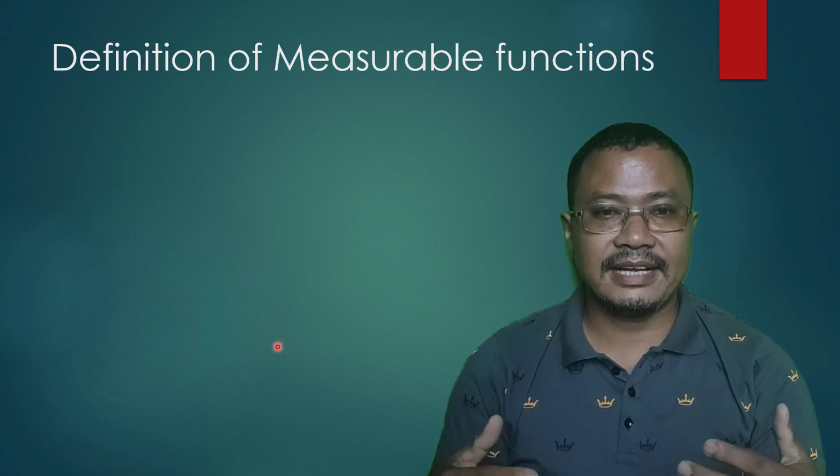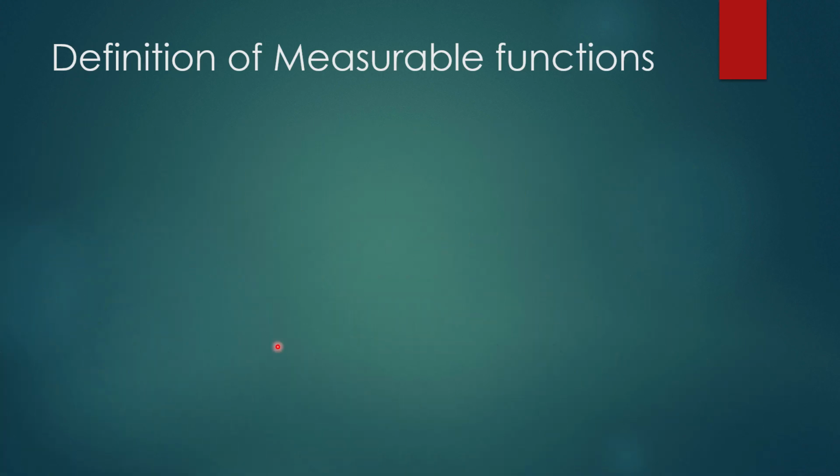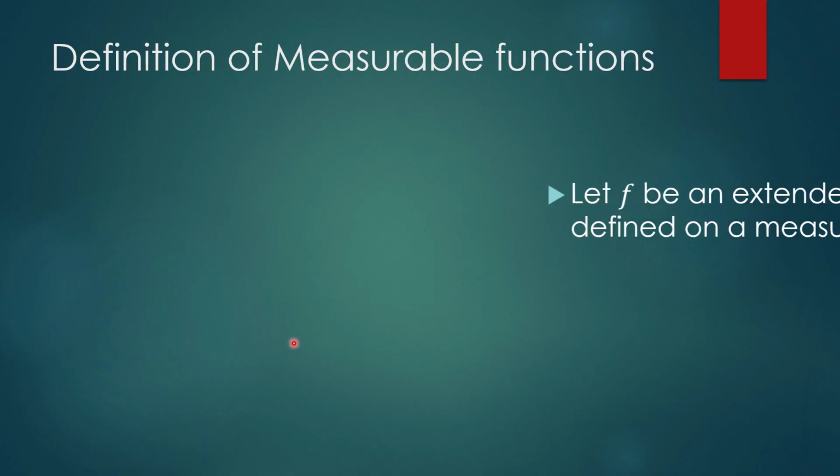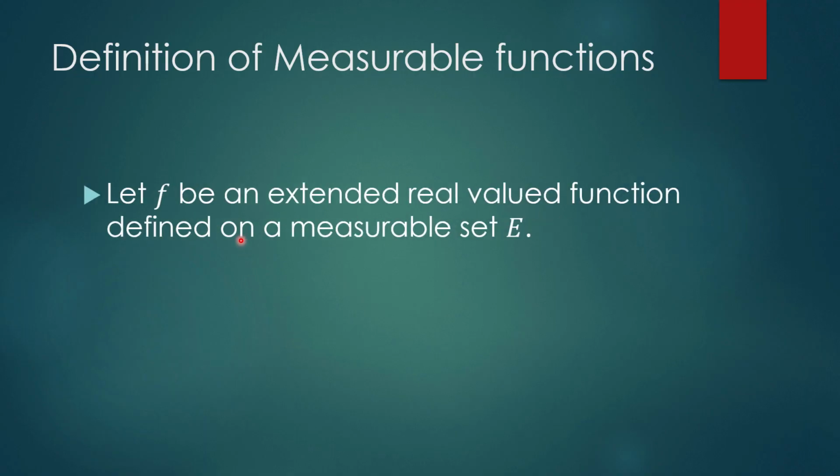Now let us come to the measurable function. Alright, let f be an extended real valued function defined on a measurable set E. The function f is defined on a measurable set E, and the function is extended real valued, which means it can take positive infinity and negative infinity also.